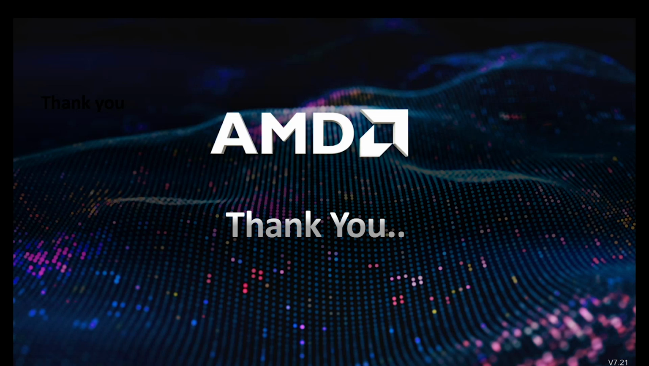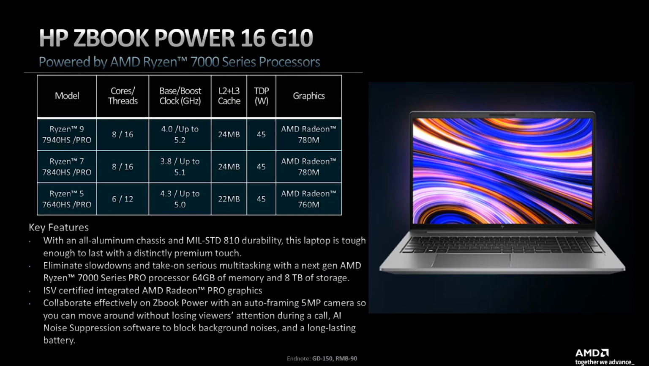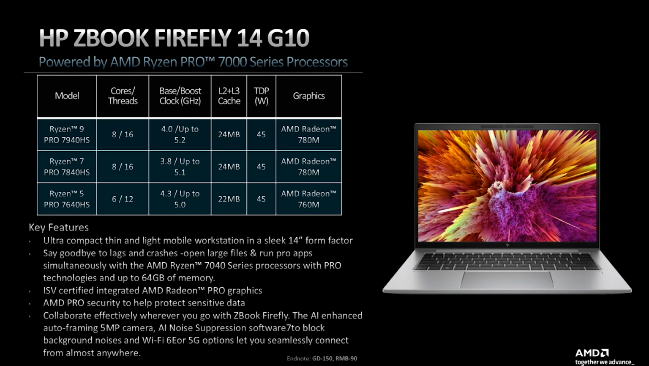Anything, guys? Yes, no, maybe. Sir, what's about AMD Ryzen Pro HS processors? In the default mobile workstation, the HS processor is available in 14 and G10 series. So can you explain about Pro HS processors? Yeah, I'll explain that to you. Thanks for asking this question.